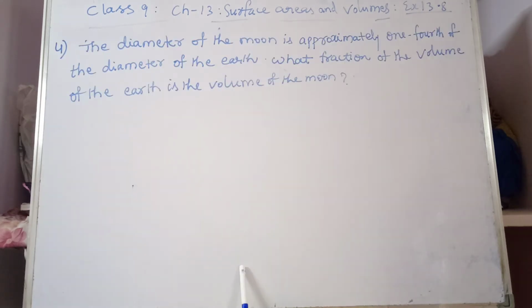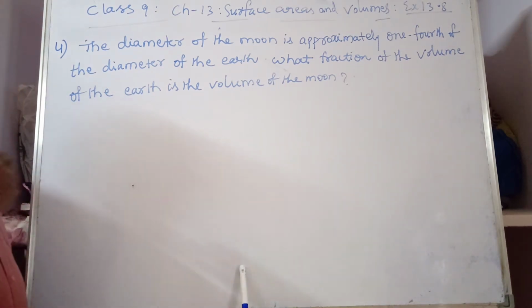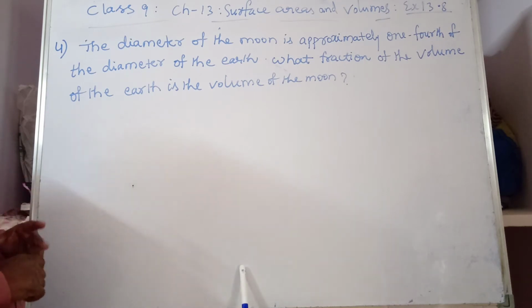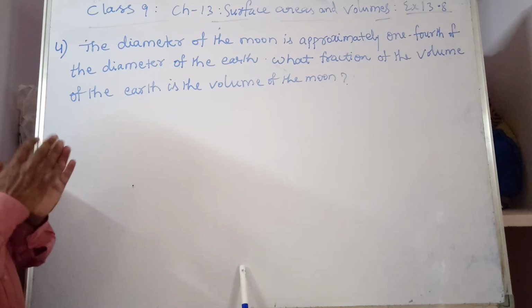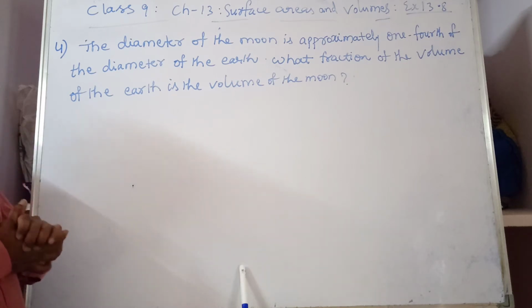Now see the question number 4. The diameter of the moon is approximately 1/4 of the diameter of the earth. What fraction of the volume of the earth is the volume of the moon? So earth and moon, they both are in a spherical shape. So volume of the spheres.